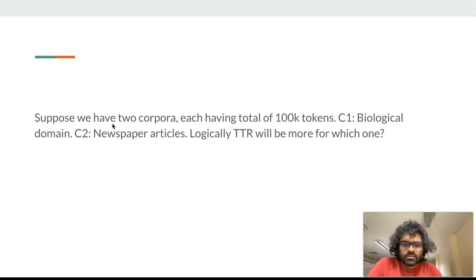Now the first corpora is from the biological domain, so all these biological topic related documents are there, and corpora 2 is daily newspaper articles. Now, what is the relation between the TTR of those two corpora? Is it that the TTR for corpora 1 is greater than the TTR for corpora 2? So what do you think? Just let me know. I'm just waiting for your answer.